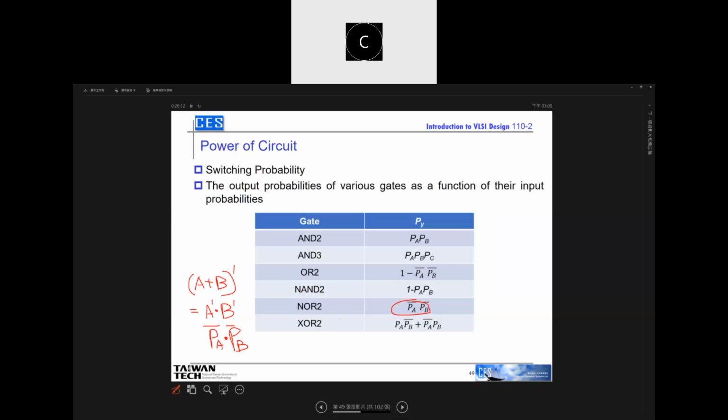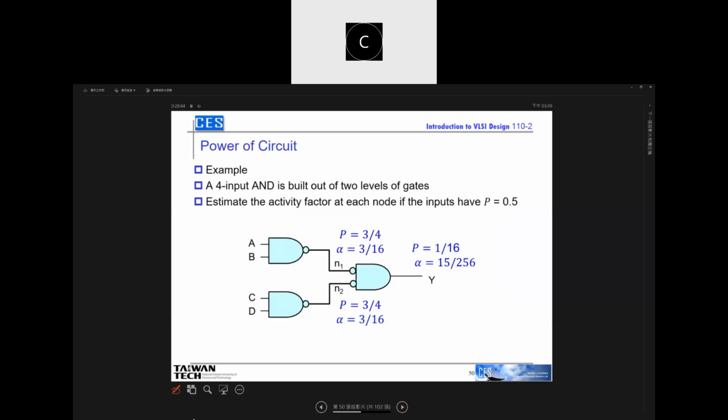The XOR gate is straightforward because XOR is basically A B prime plus A prime B, so you just apply this. That's how we get this probability here. Then we can use this to calculate the probability of a circuit. Let me show you an example here.